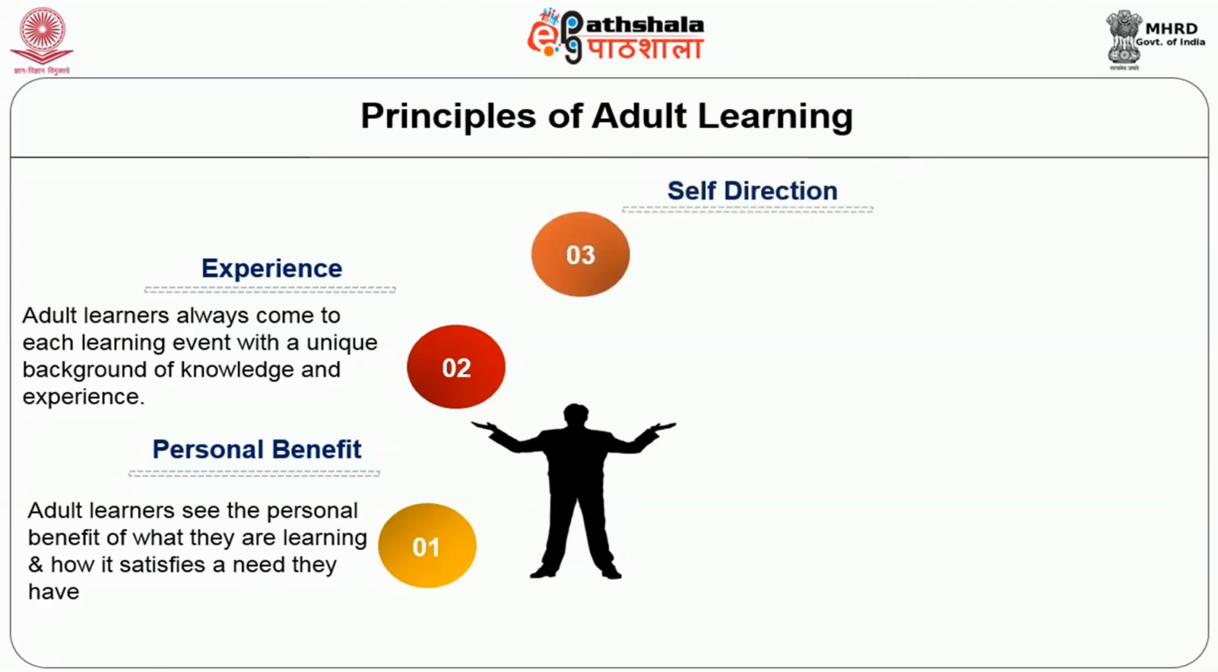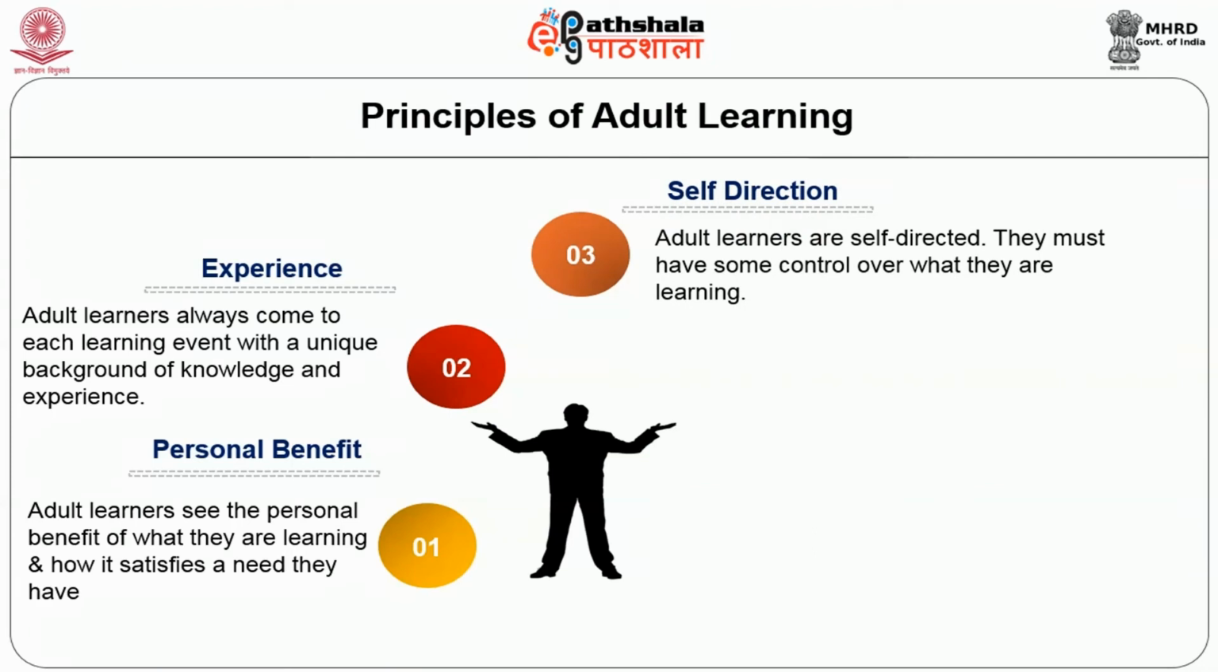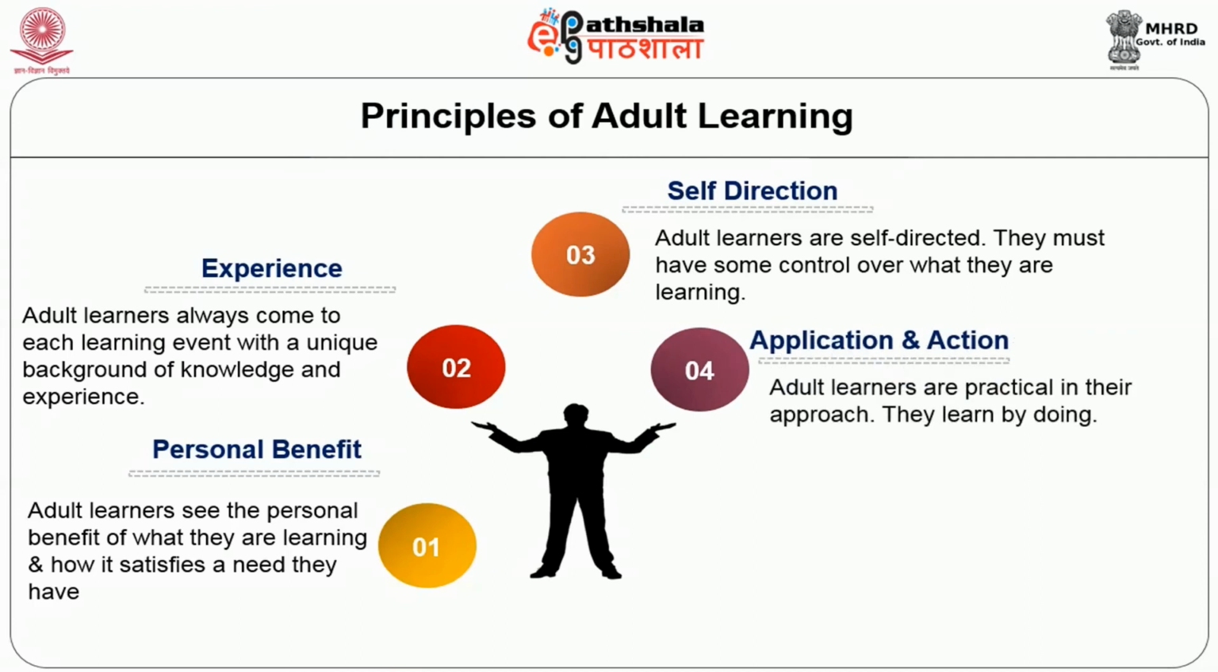Number 3, self-direction. Adult learners are self-directed. They will not like people to dictate to them. They think that they must have some control over what they are learning. The fourth principle of adult education is application and action. Adult learners are practical in their approach. They learn by doing. They will not listen to whatever the extension worker says.